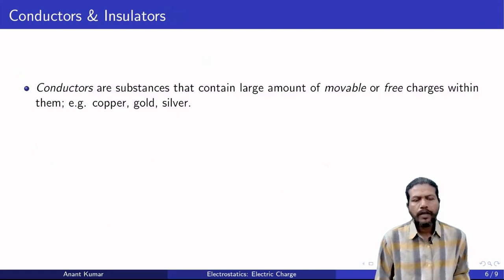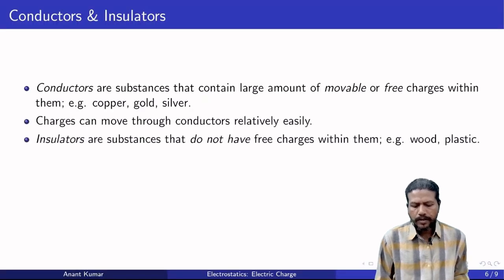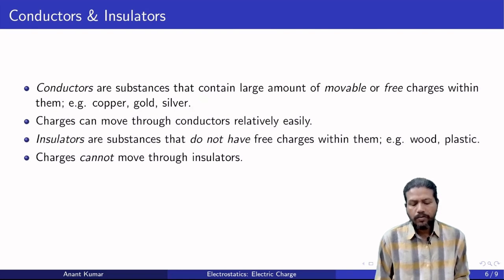Obviously, electrolytes will also be conductors because they also have free charges, though they are of both kinds, positive and negative, but still they are conductors. We can therefore say that charges can move very easily through conductors. On the other hand, if I look at insulators, these are substances that do not have free charges within them, like for example wood or plastic, and therefore charges cannot move through these insulators.